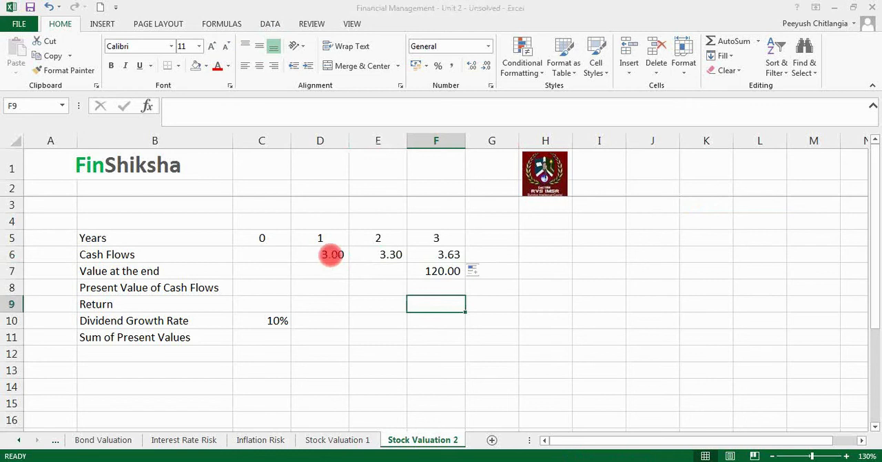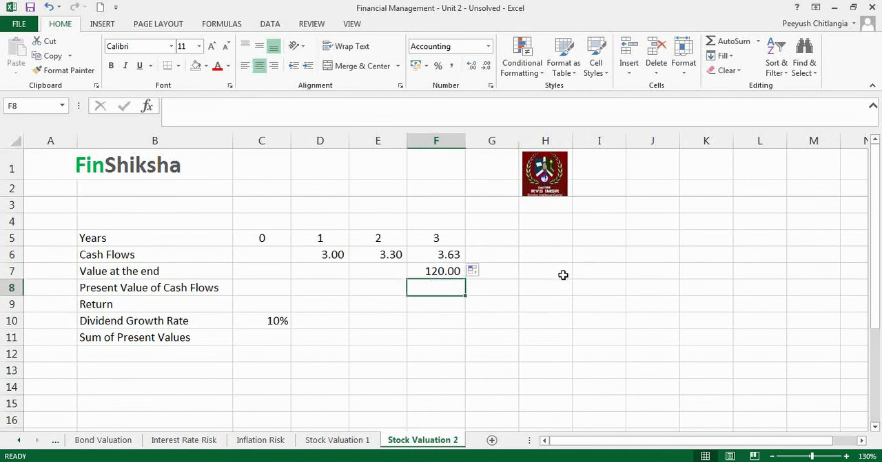The first year dividend is 3 rupees. The second year dividend is 3.3, growing by 10%. And the third year dividend is 3.63, growing by another 10%. At the end of the third year, the business gets sold, and what you receive is 120 rupees per share at the end of the third year as well, right?